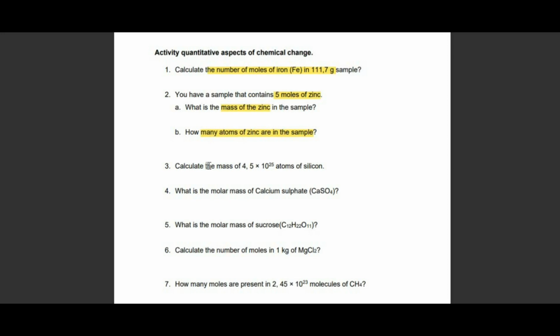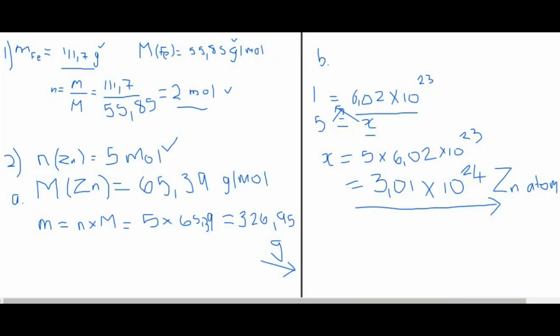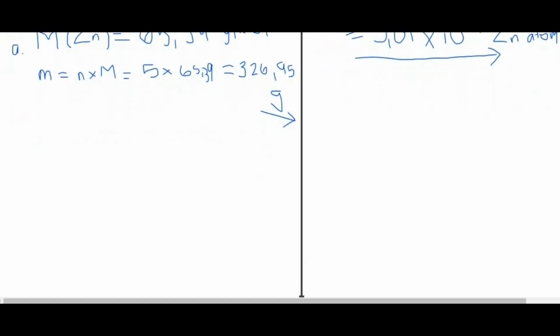So question number 3 says, calculate the mass of 4.5 multiplied by 10 to the power of 25 silicon atoms. So you say, okay, the first thing that you need to do here is to find the number of moles. So how can we do that?